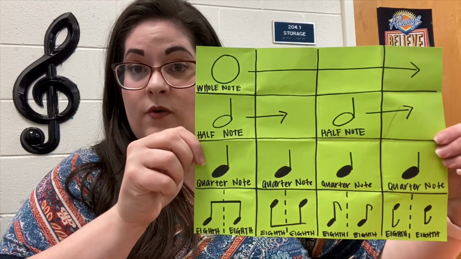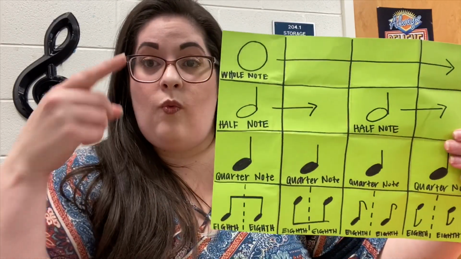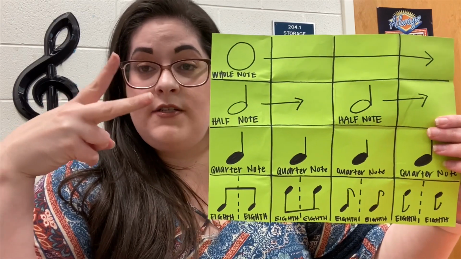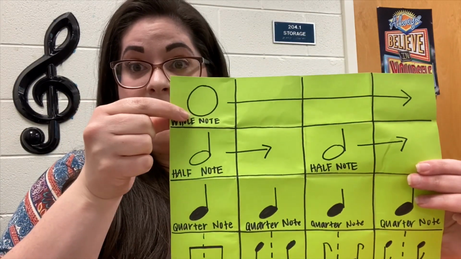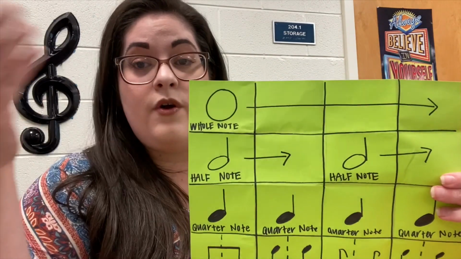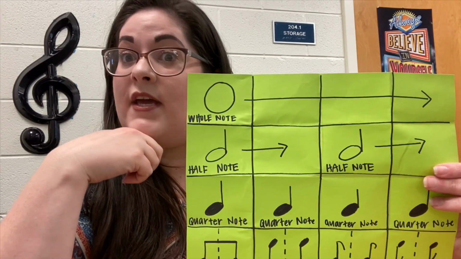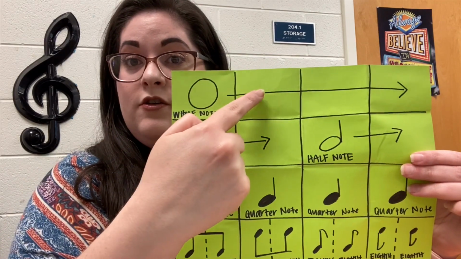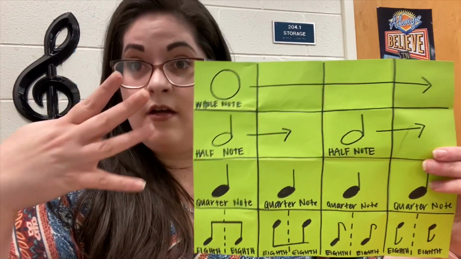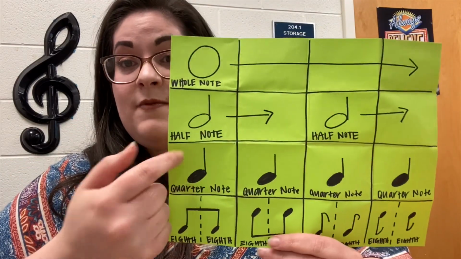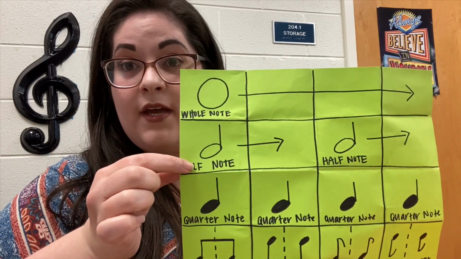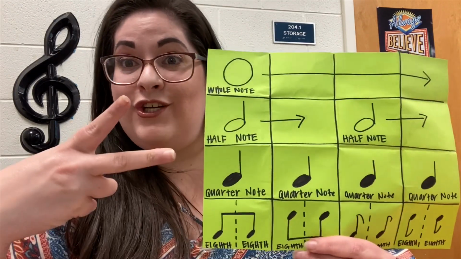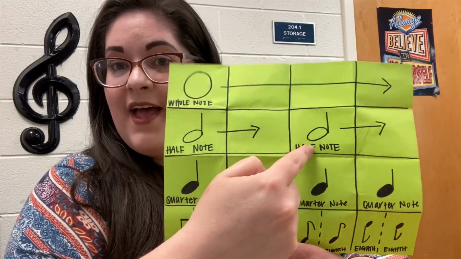Now, this side of our paper is going to help you know what the note names are and also how many beats they get. So let's review really quick before we go to the other side of this paper. This is a what kind of note? Say whole note. How many beats does it get? We can even count if you don't remember. 1, 2, 3, 4. Good. Next we have a half note. Say half note. How many beats does a half note get? 2. Good.